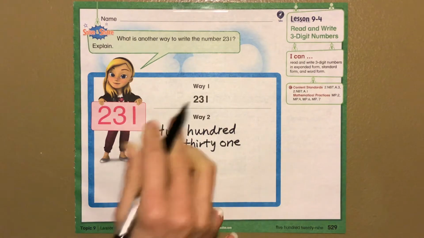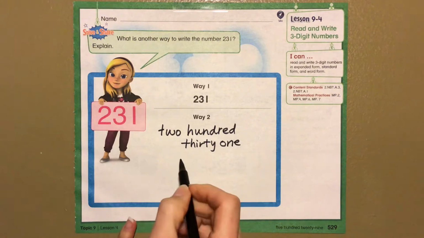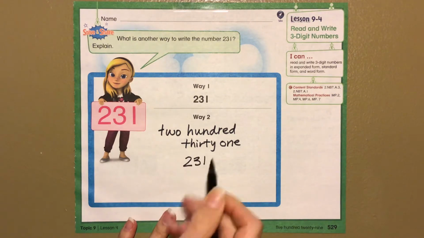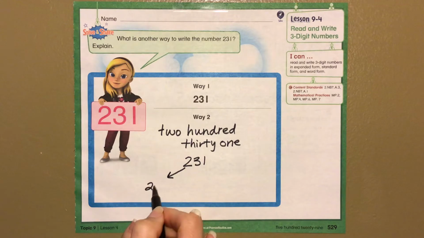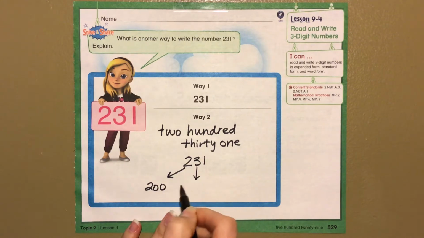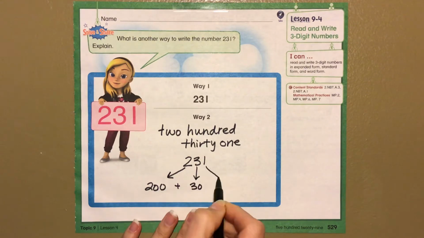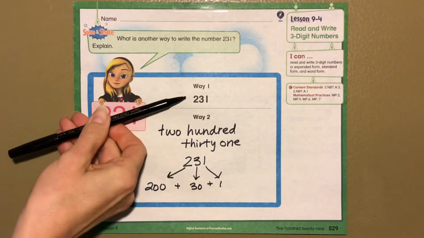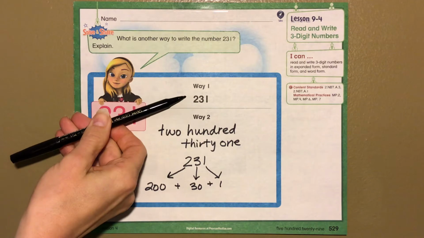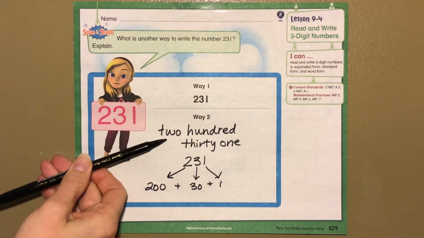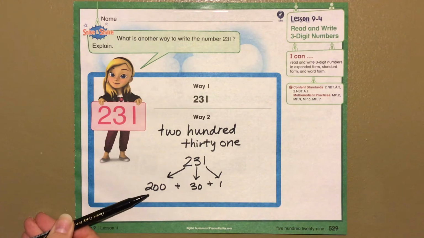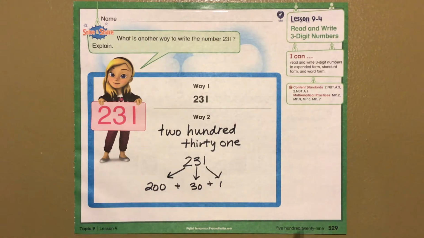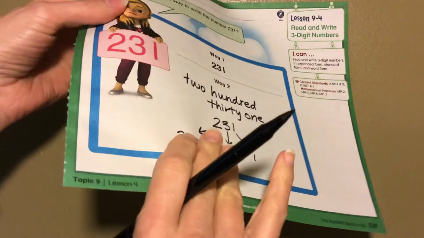231, or you could also do expanded form. So 231 is really 200 plus 30 plus 1. So this is standard form, the standard normal way that we write it. This is word form, and this is called expanded form. We take it and we expand it out to know exactly which each of our place values is equal to.